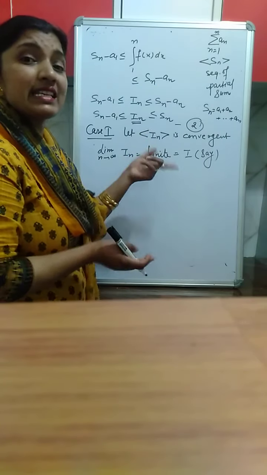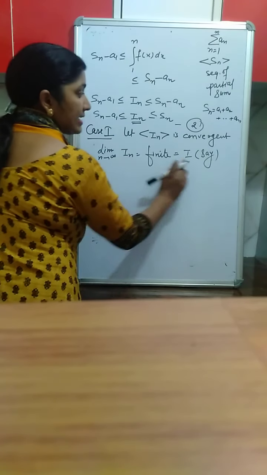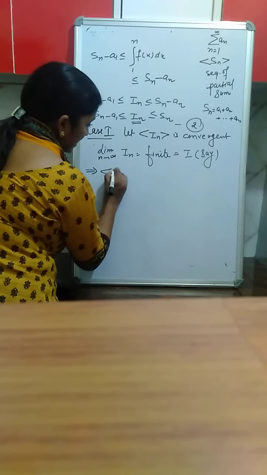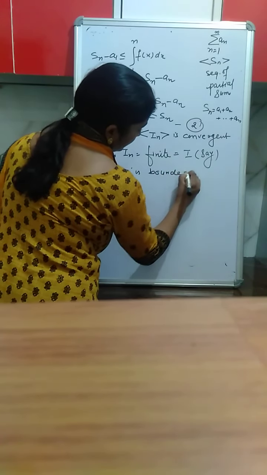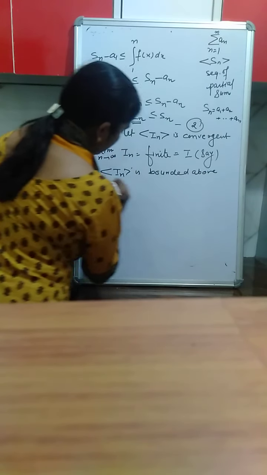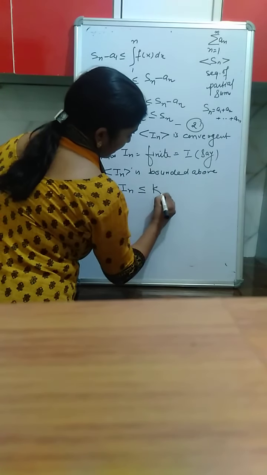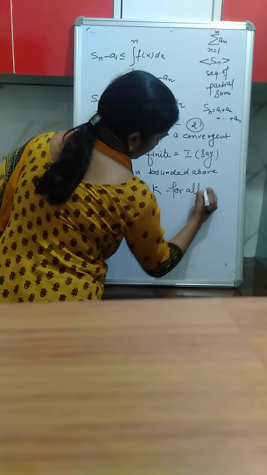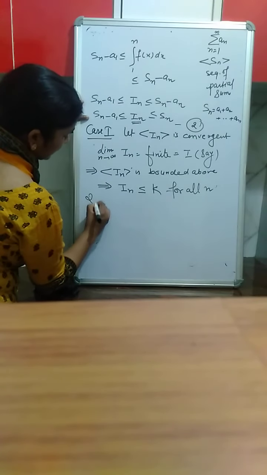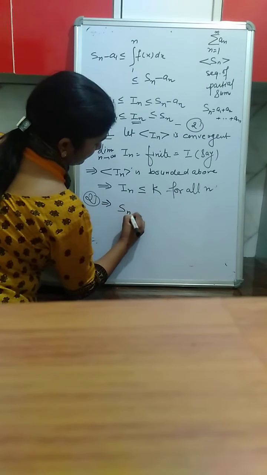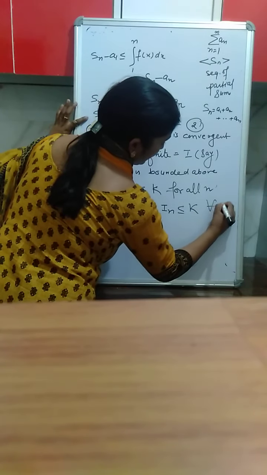And a monotonically increasing sequence is convergent if it's bounded above. It means when the limit as n tends to infinity, In is finite, that In is bounded above. And this implies In is less than or equal to, suppose, k for all n. But from inequality 2, this implies Sn minus a1 is less than or equal to In, less than or equal to k for all n.